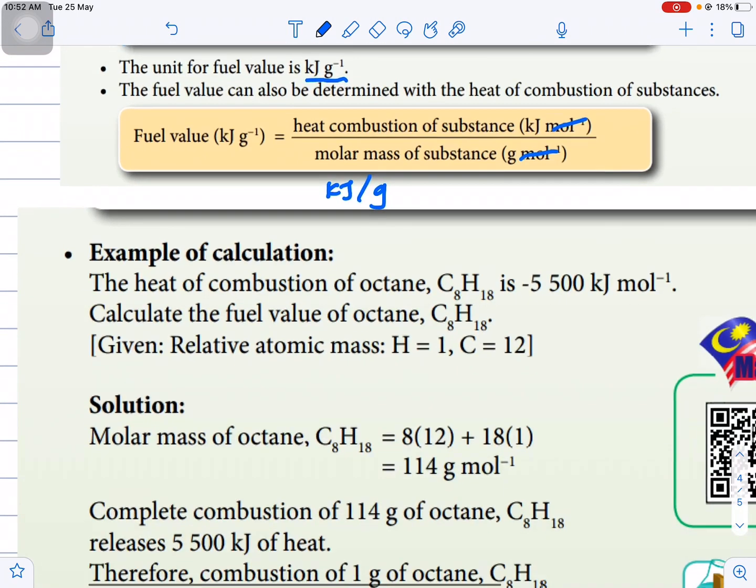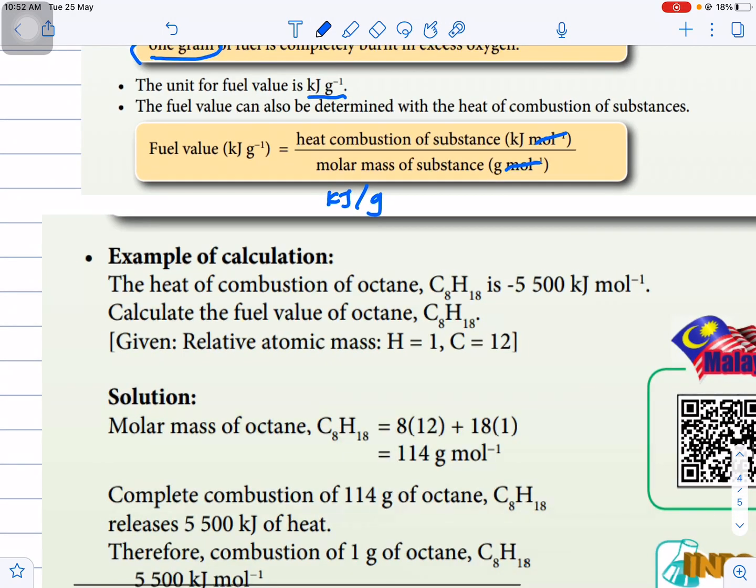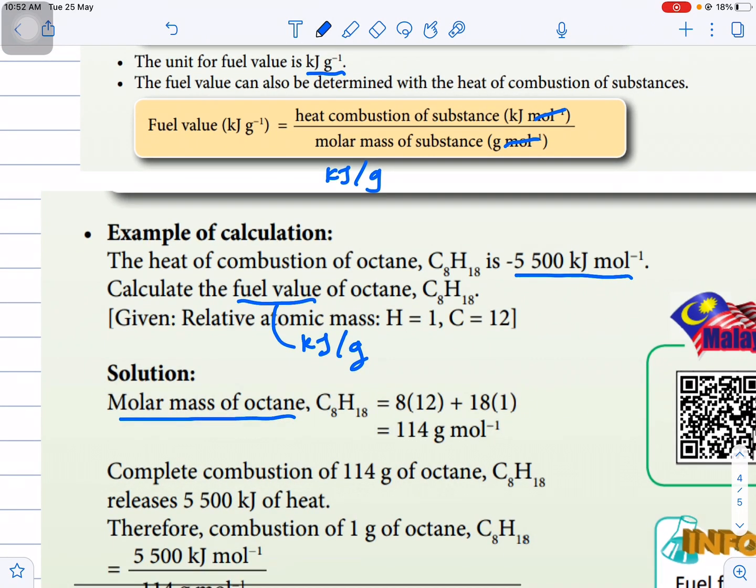Look at the example. The heat of combustion of octane is negative 5,500 kilojoule per mole. Calculate the fuel value. The fuel value is kilojoule per gram. So how can we get kilojoule per gram from kilojoule per mole? We just divide the heat of combustion with the molar mass. So first step, find the molar mass of octane. We get 114 gram per mole.